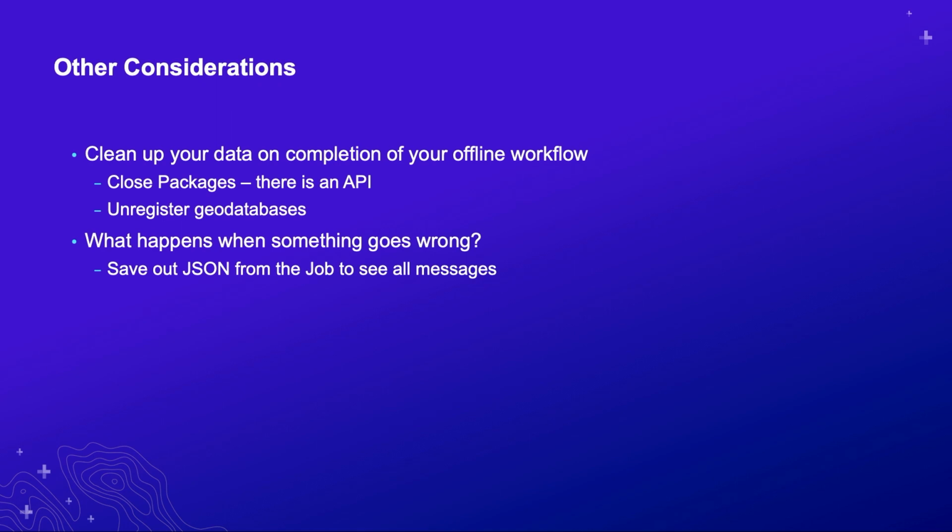And then finally, what happens if something goes wrong? The error messages that you get out of the API, while they're relatively informative, might not give you the exact details of what went wrong. There's more information in the JSON, which is stored as part of the job. So you can save the JSON from the job, and you can view that, and that'll have a lot more information in there, and that could give you an idea of why your particular offline sync operation failed.